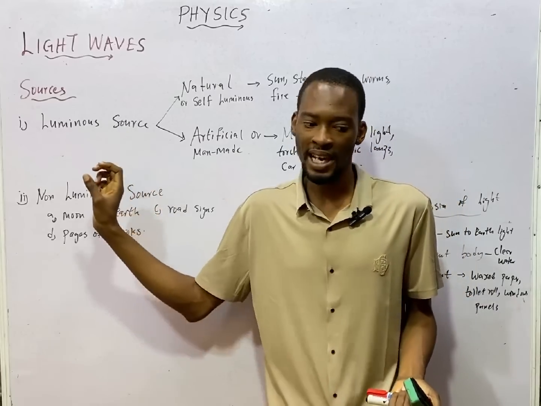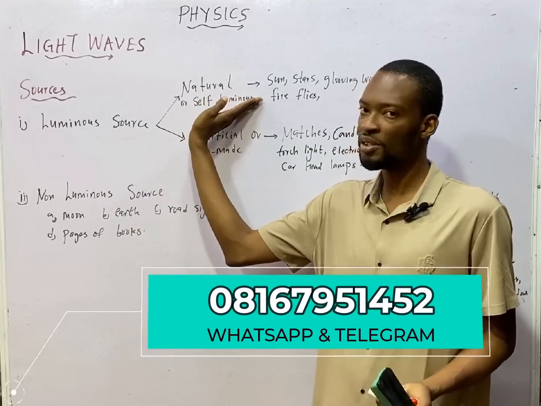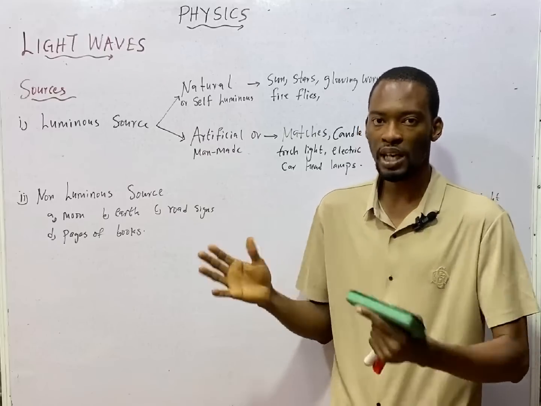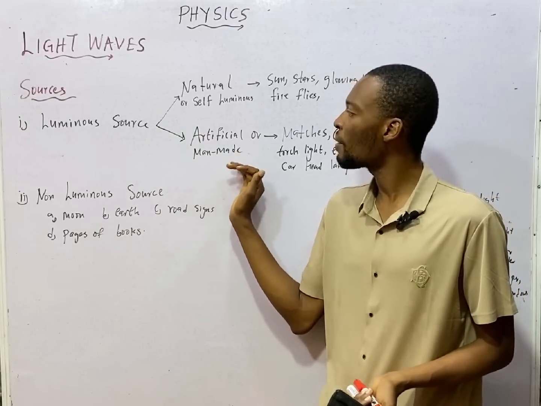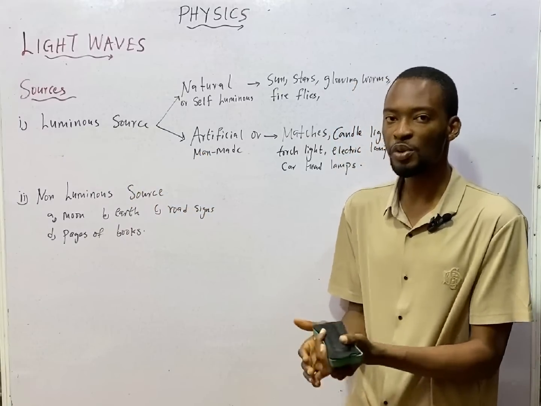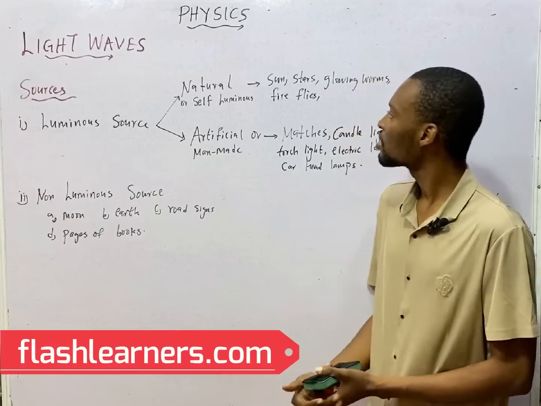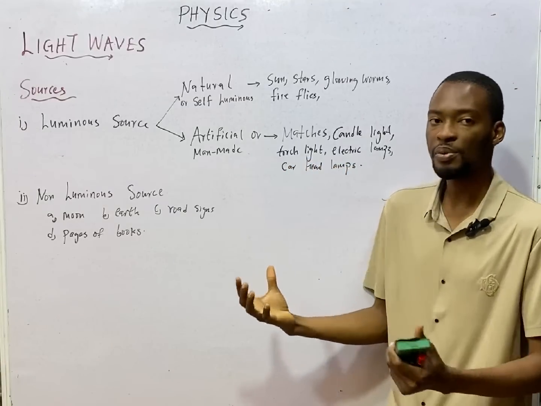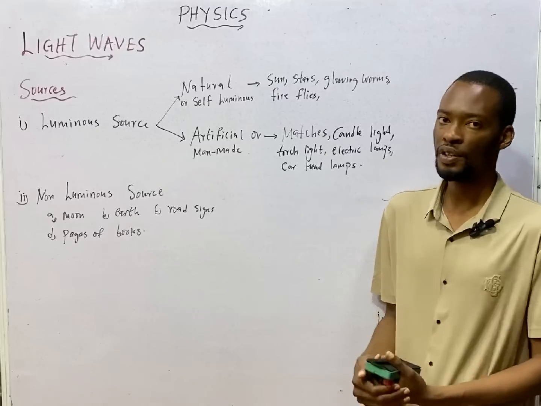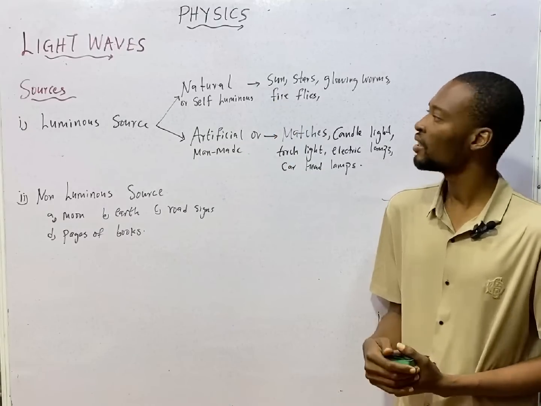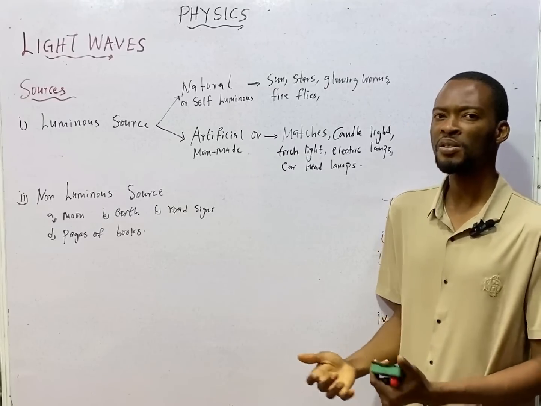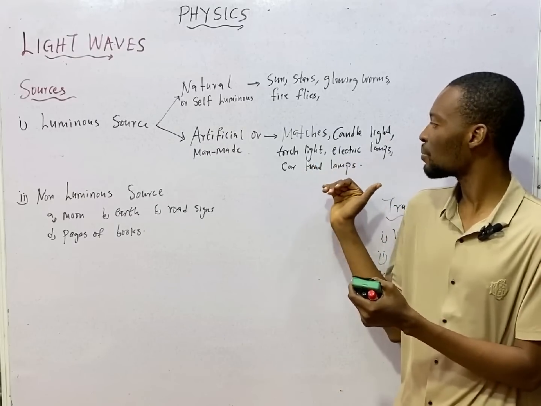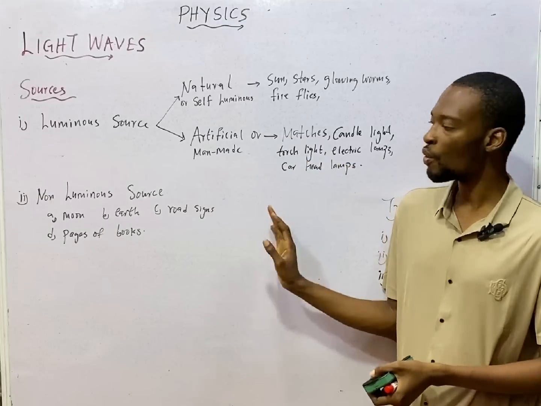Now, luminous sources of light are grouped into natural or self-luminous, and artificial or man-made. Natural ones are natural objects in the world that produce their own light, while artificial or man-made luminous sources of light are produced by man. Natural sources of light are the sun and stars. Stars produce light, the sun produces light. Glowing worms, you see they are glowing, they produce light. Even some insects, you see light coming out from their body. Then fireflies. All these are natural luminous sources. While artificial sources of light are your matches, candle light, torch light, electric lamps, and car headlamps. All these are luminous, but they are artificial or man-made.